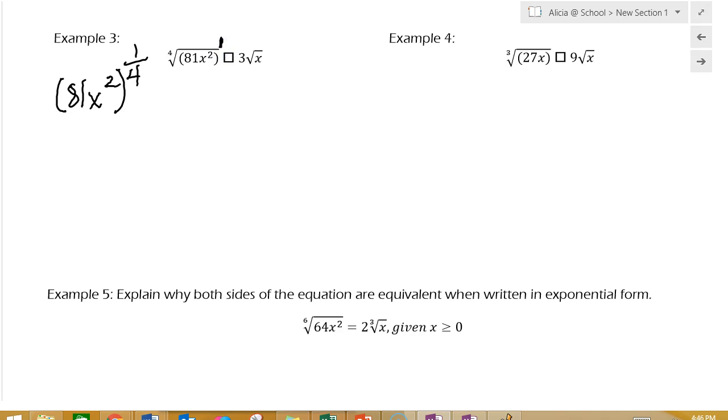Then I'm going to distribute that to everything. Don't forget, I'm multiplying this to each exponent, which means my 81 also has that imaginary 1 exponent. So over here I'm going to have 81 to the 1 times 1/4, x squared times 1/4, and then simplify. 81 to the 1/4 power, x to the 1/2 power.